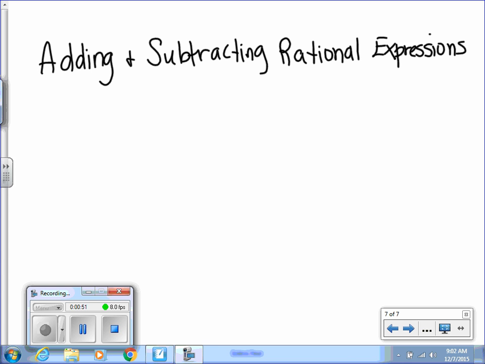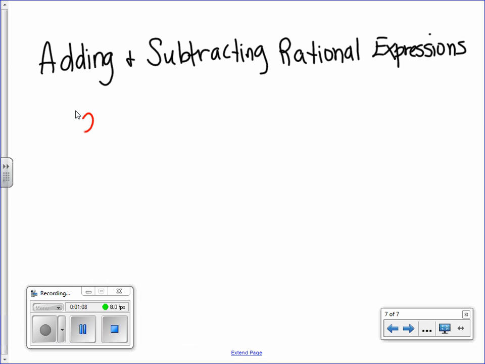Okay, so adding and subtracting rational expressions is basically adding and subtracting fractions, but those fractions are mathematical expressions. Let's start with just remembering how to add fractions, okay? Like if I have 2/3 plus 1/8. Do you remember what to do to add them? You get a common denominator. Yes, you do.